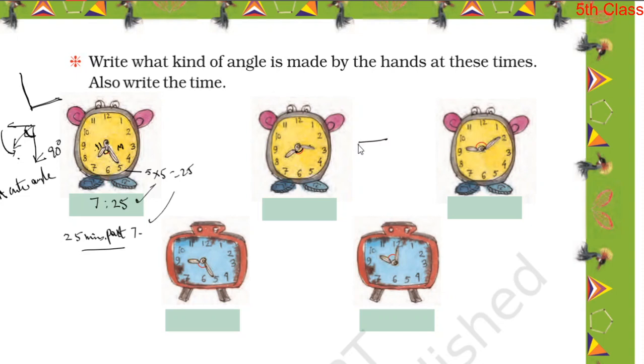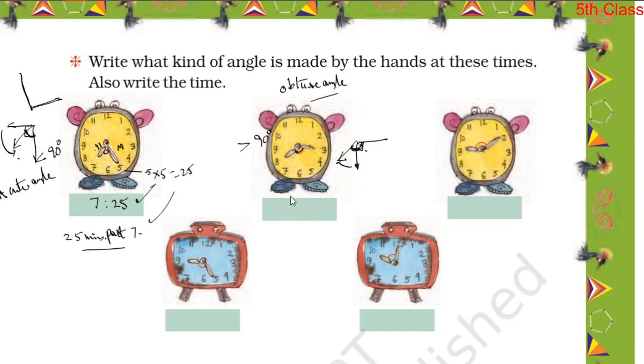Why? Because this is 90 degrees, isn't it? Suppose if the hour hand moves away from this one, it is like this only. Therefore it is 90 degrees, but it is greater than 90 degrees. Therefore this is greater than 90 degrees. It is called obtuse angle. What we call obtuse? This is called obtuse angle.